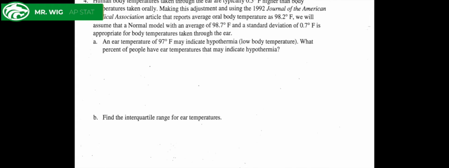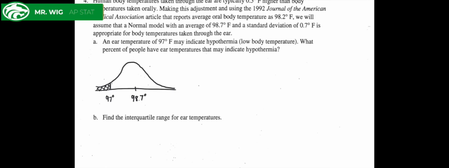Okay, and so here, if I draw a curve, we know that the average temperature for using an ear thermometer is 98.7 degrees. So somewhere down here, we have a 97 degree temperature. How do we know that I want to find the area below 97? What gives me that idea?